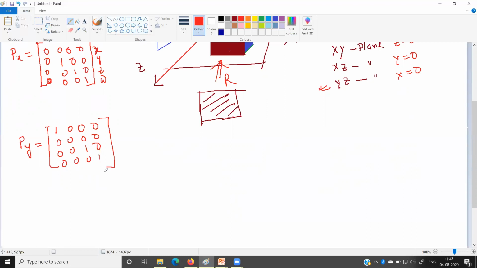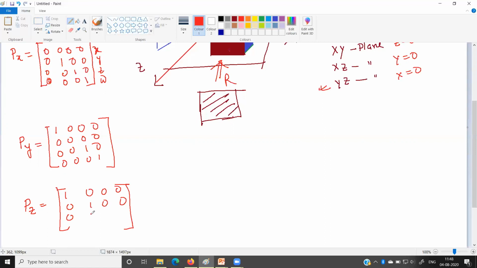Now let us write down another projection matrix, PZ. In PZ, the projection will be formed on the XY plane, where the value of all z's is 0. The Z coordinate is 0. So the projection matrix for the XY plane will be like this: 1, 0, 0, 0, 1, 0, 0.